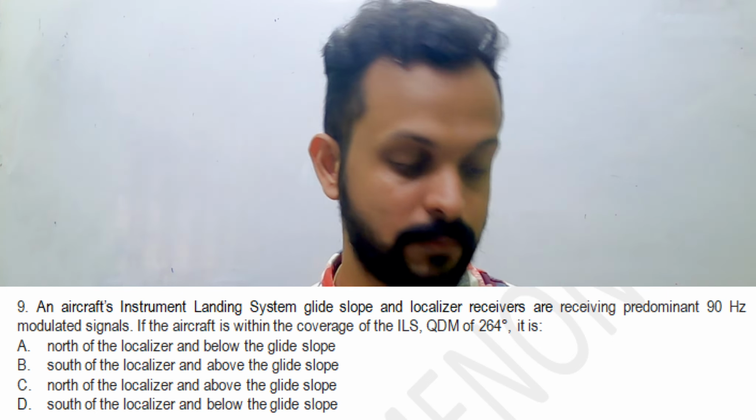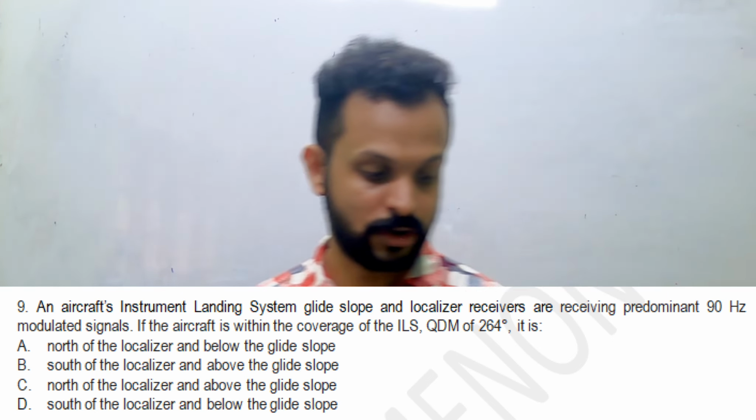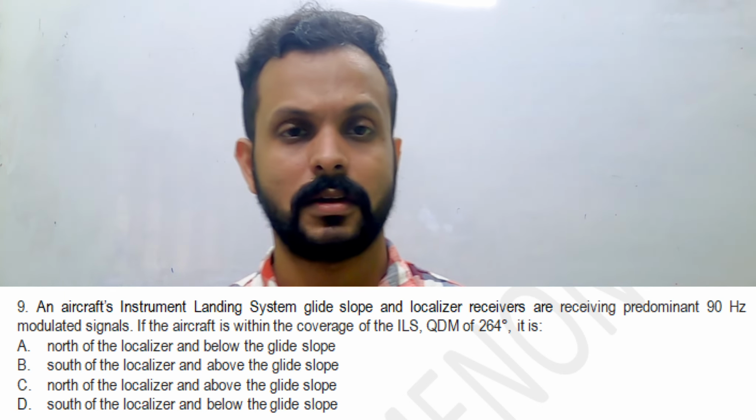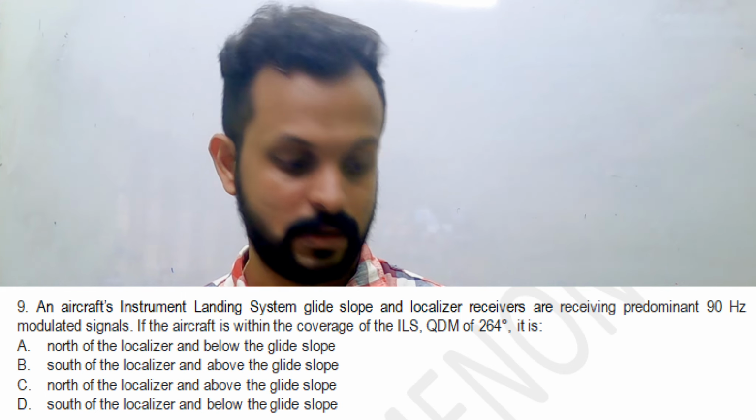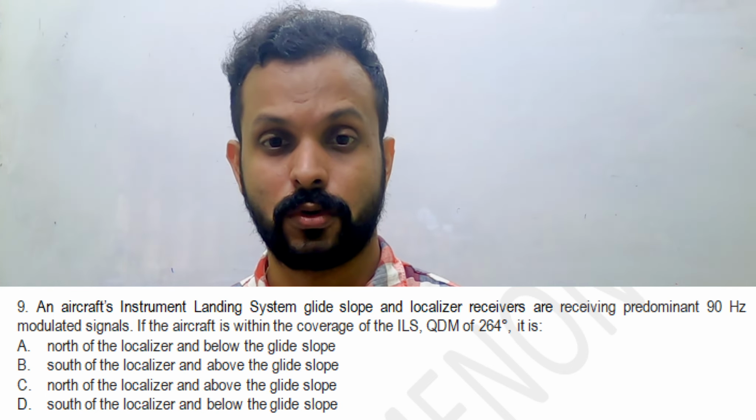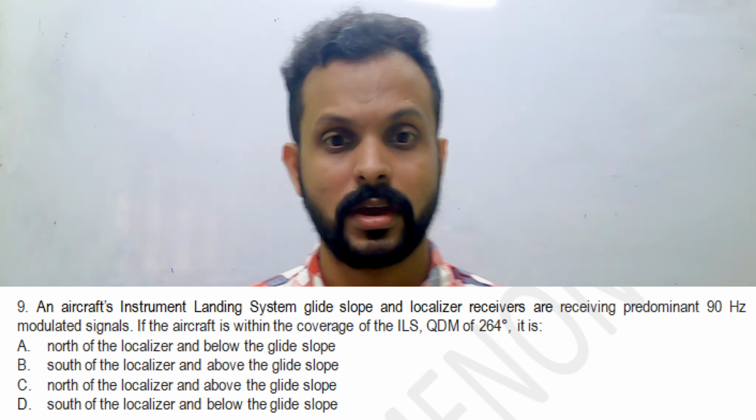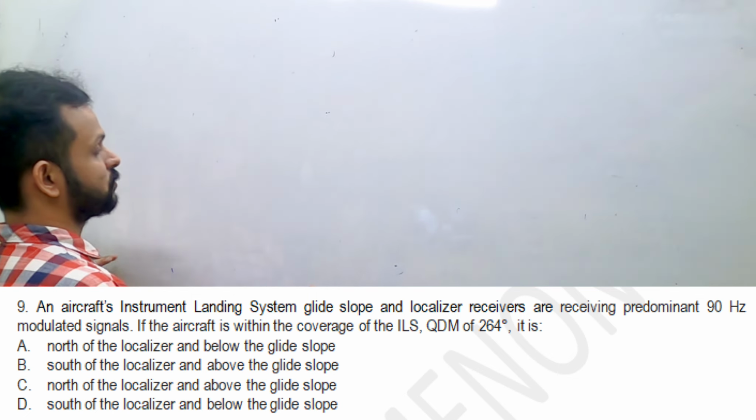What is this QDM? ILS QDM of 264. What is that? It is a runway QDM of 264. Magnetic track to the runway is 264. Let's draw a track of 264.